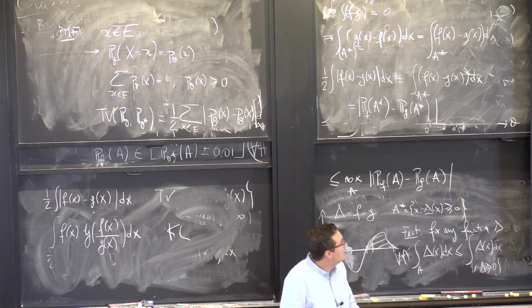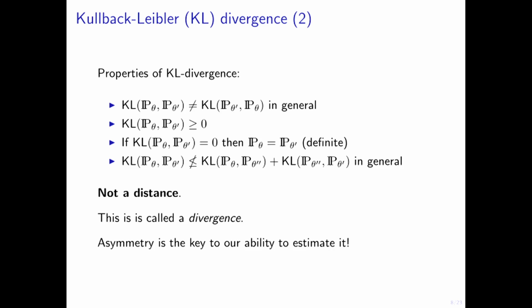OK, so what are the properties? The KL divergence between p theta and p theta prime is different from the KL divergence between p theta prime and p theta in general. Of course, in general, because if theta is equal to theta prime, then this certainly is true. So there are cases when it's not true.